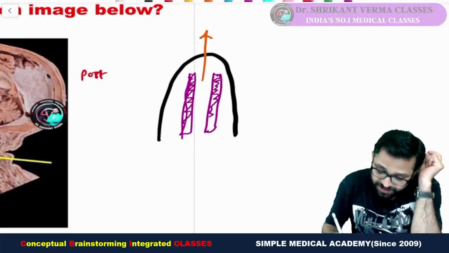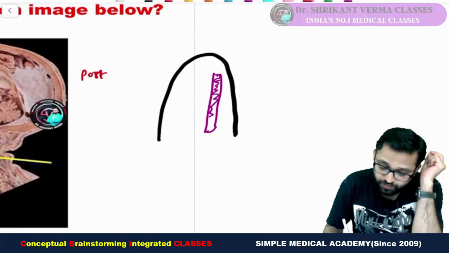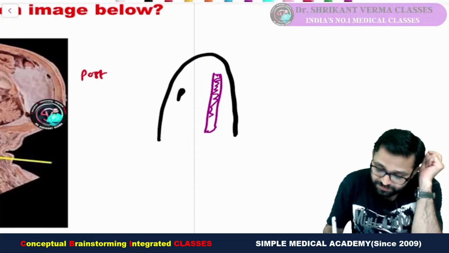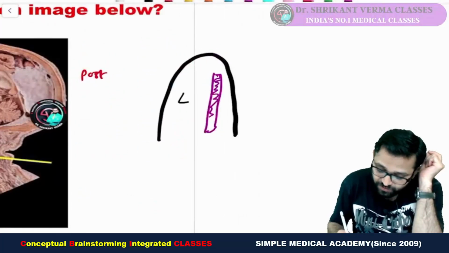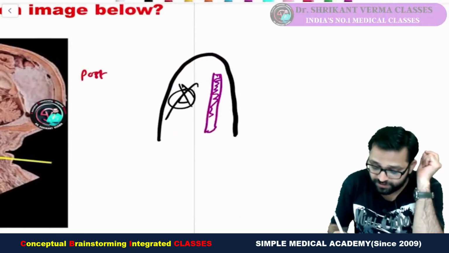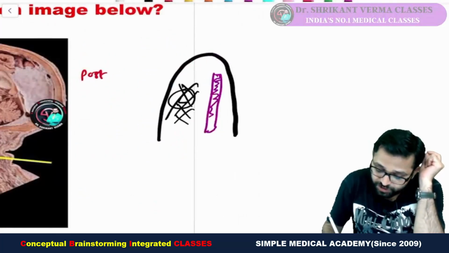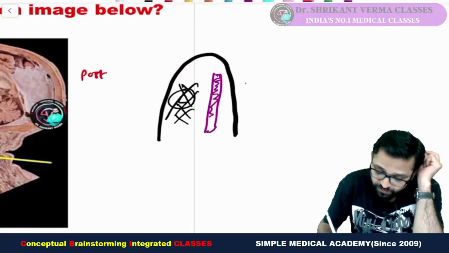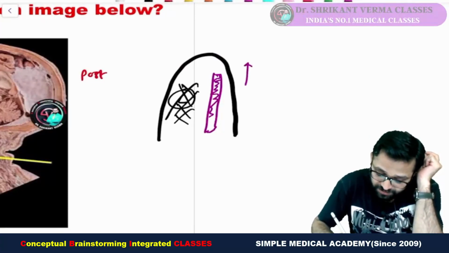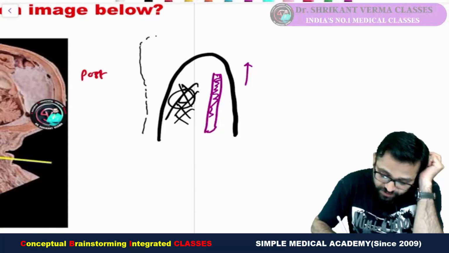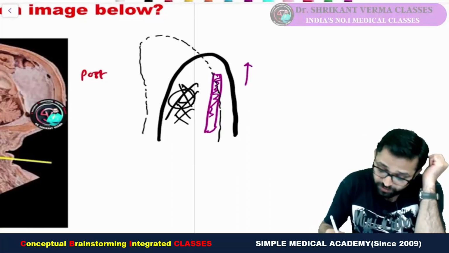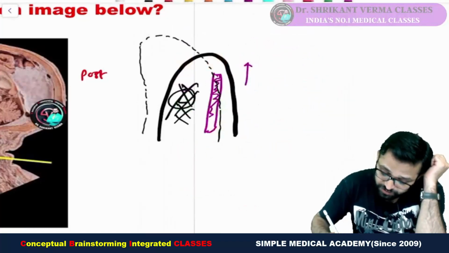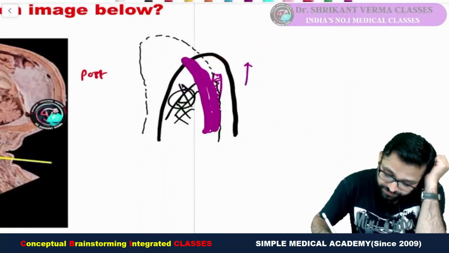But try to understand. Suppose this is the left side, and the left genioglossus is atrophied. Now it is not working. So the right side will be stronger and it will pull the tongue forward, but the tongue will be deviated in this way. Getting the point? Because this muscle is stronger, it will go in this way.